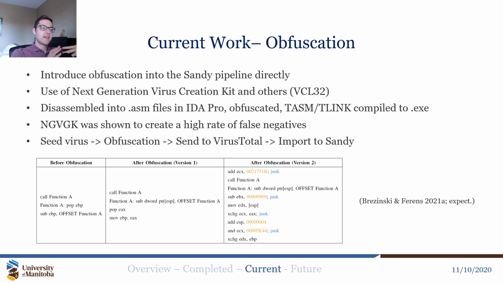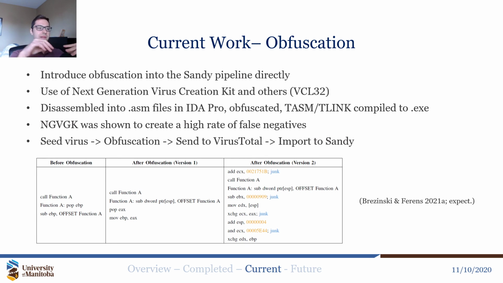And how that works is you take a vanilla executable, it's disassembled into its ASM files in a software package such as IDA Pro, it's obfuscated, and then it has to be recompiled. Everything has to be reconnected, recompiled back to an executable where it can actually be run. NGVCK has been shown to create some of the highest rates of false negatives when antivirus software uses signature-based techniques to flag them as anomalous or not. So it has a high rate of false negatives for antivirus vendors.